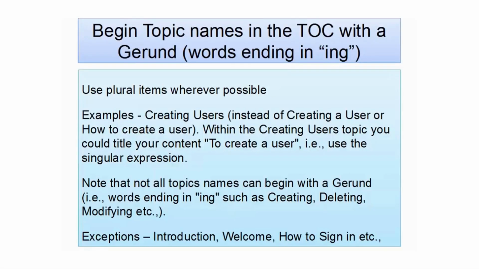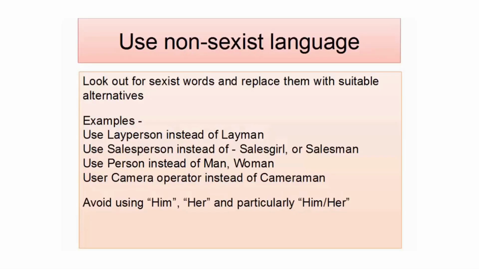Begin a topic or chapter name with a gerund, that is, words ending in ing, and use plural items wherever possible. Examples are creating users, instead of creating a user, or how to create a user. Within the creating users topic, you could title your content to create a user, that is, use the singular expression. However, not all topic names can begin with a gerund, that is, words ending in ing, examples: creating, deleting, modifying, etc. Exceptions are introduction, welcome, how to sign in, and so on.